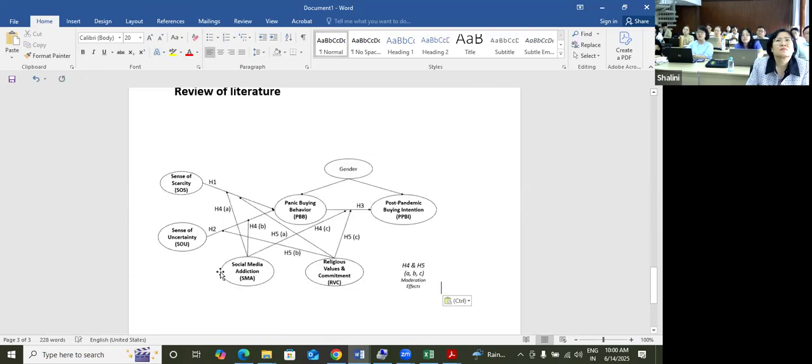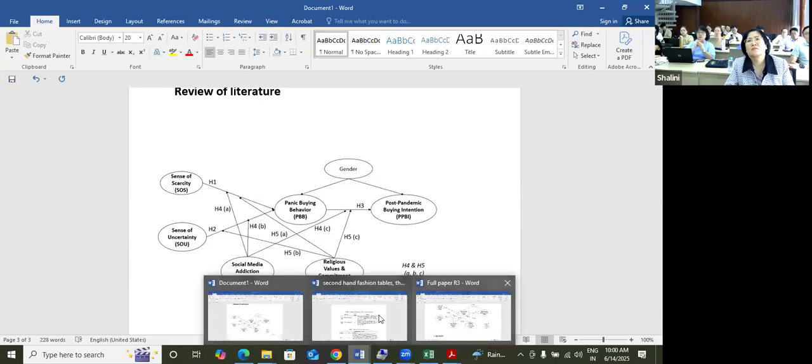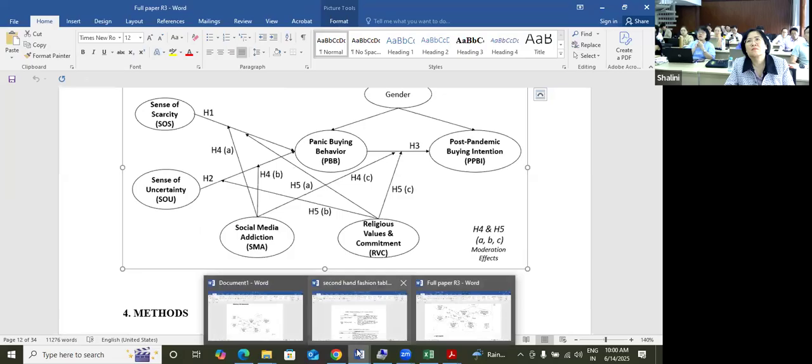So these are the variables. Just look at the variables. We come to know about these variables through the review of literature, and we write the review of literature for this.